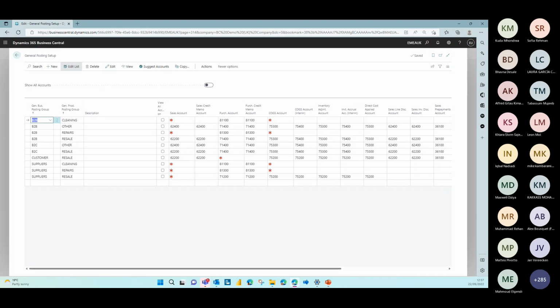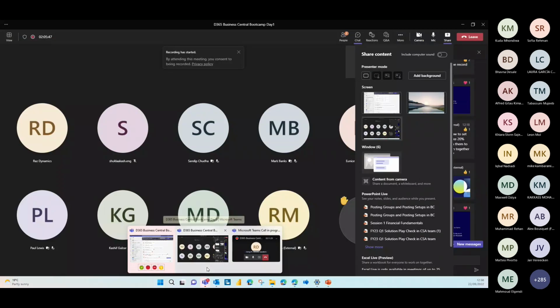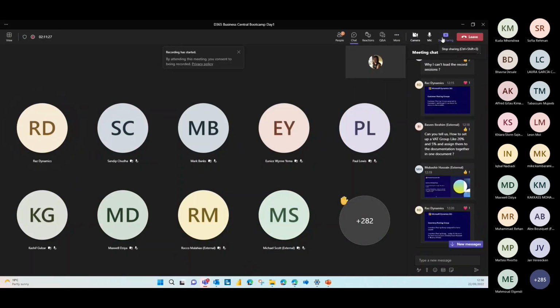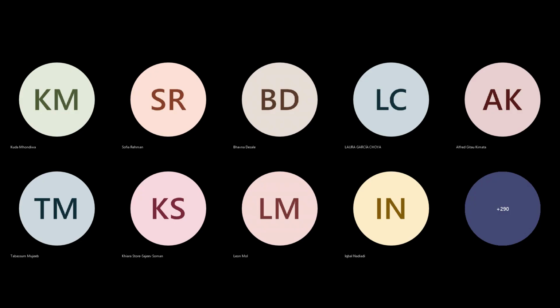So are there any other questions, guys? I think we've gone through most of the questions now. Have we missed anything? I think Ranjit asked a couple of questions. One was in relation to the direct cost applied account, which was explained earlier. And how to allow three decimals, but that was answered, wasn't it? On the general ledger setup. Excellent. So we've answered all the questions.